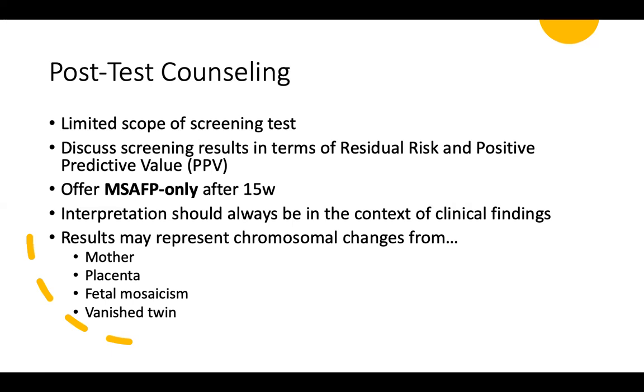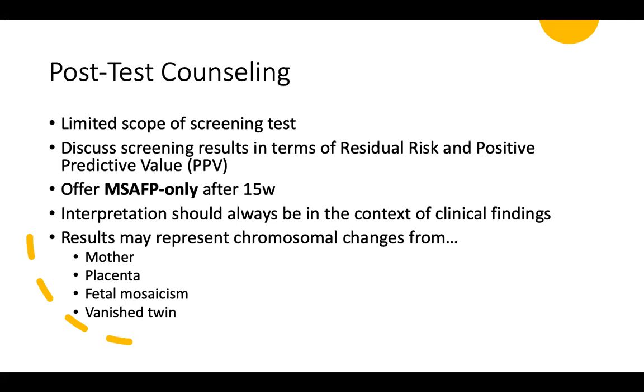And anytime we do have these high risk results from NIPS, they can really be representative of a few different things. One, the mom herself could be mosaic or have a sex chromosome abnormality. The result might be representative of confined placental mosaicism, and the fetus can be normal. The result might represent fetal mosaicism, in which case there would not be a full trisomy, and that can change things in terms of outcomes and prognosis.